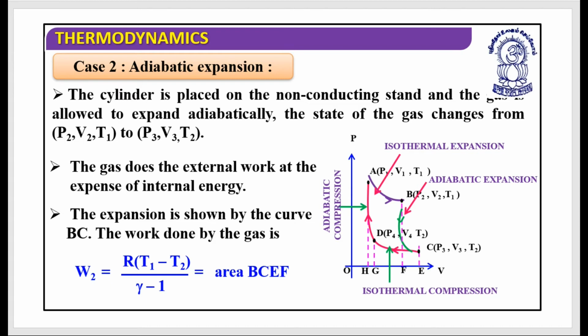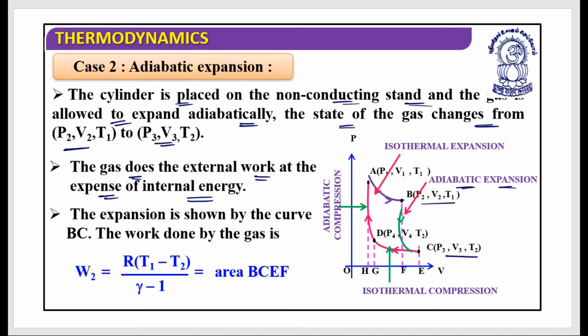Second process is the adiabatic expansion. The cylinder is placed on a non-conducting stand, and the gas is allowed to expand adiabatically, and the state of the gas changes from P2V2T1 to P3V3T2. This is the change in the state, and thus the gas does external work at the expense of its internal energy.